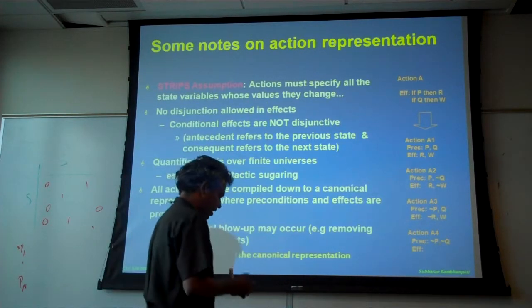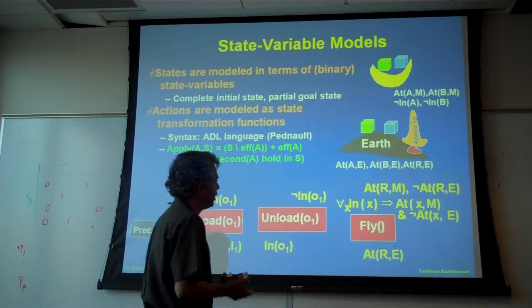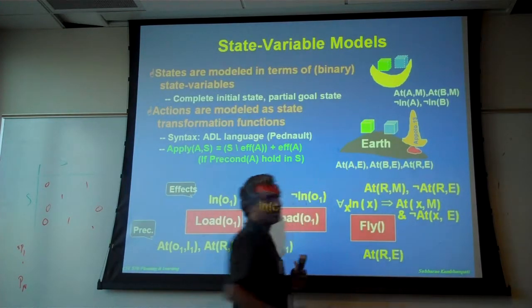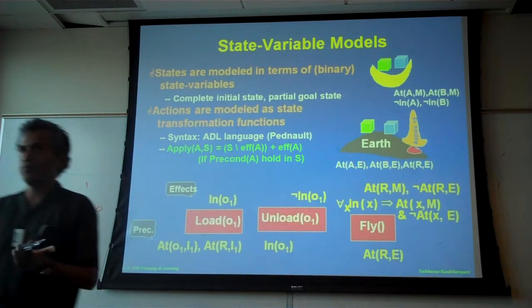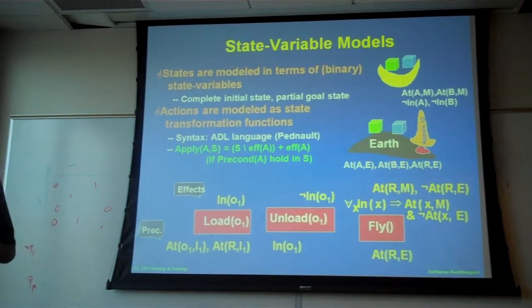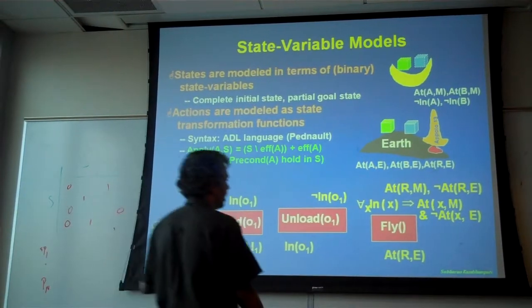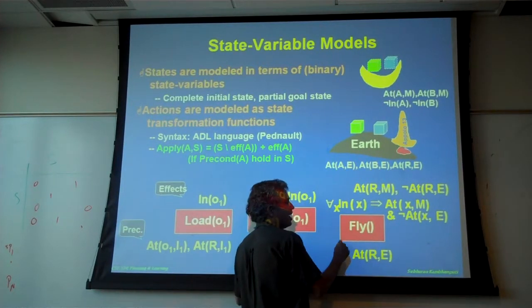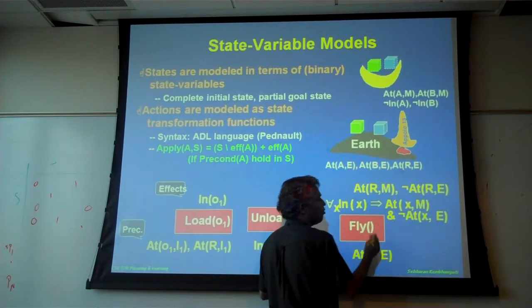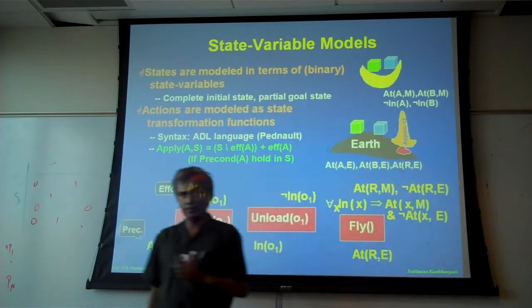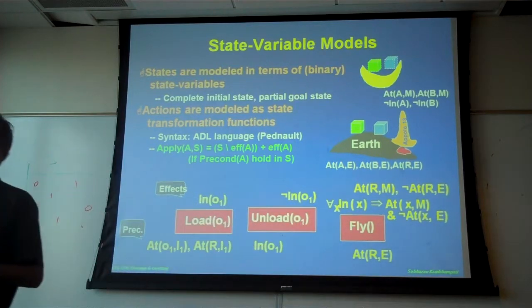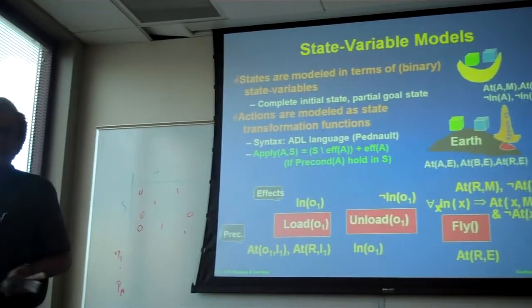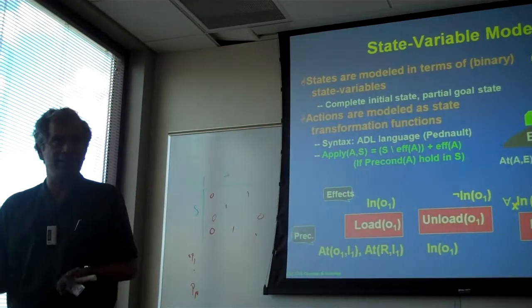Okay, you're on the Moon, and this looks like a nice little propositional formula. It's actually a first order formula. It's basically saying for all x, if x is inside the rocket, then x would be on the Moon and x won't be on the Earth. This is called a quantified conditional effect.